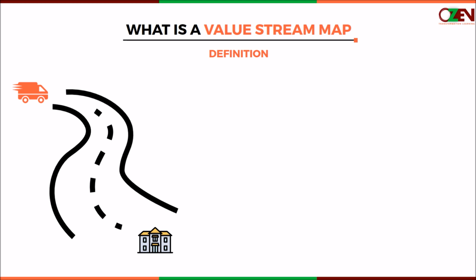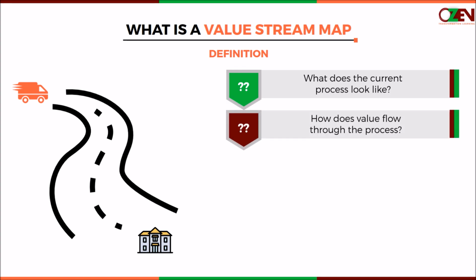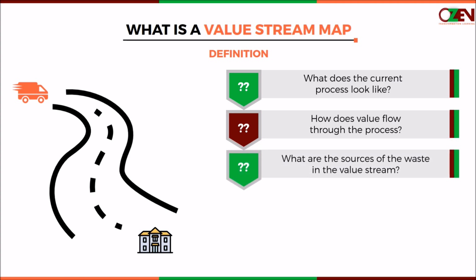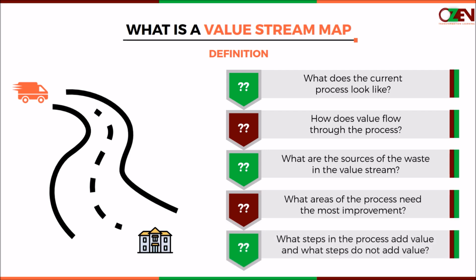Value stream mapping answers questions such as, what does the current process look like? How does value flow through the process? What are the sources of the waste in the value stream? What areas of the process need the most improvement? What steps in the process add value, and what steps do not add value?